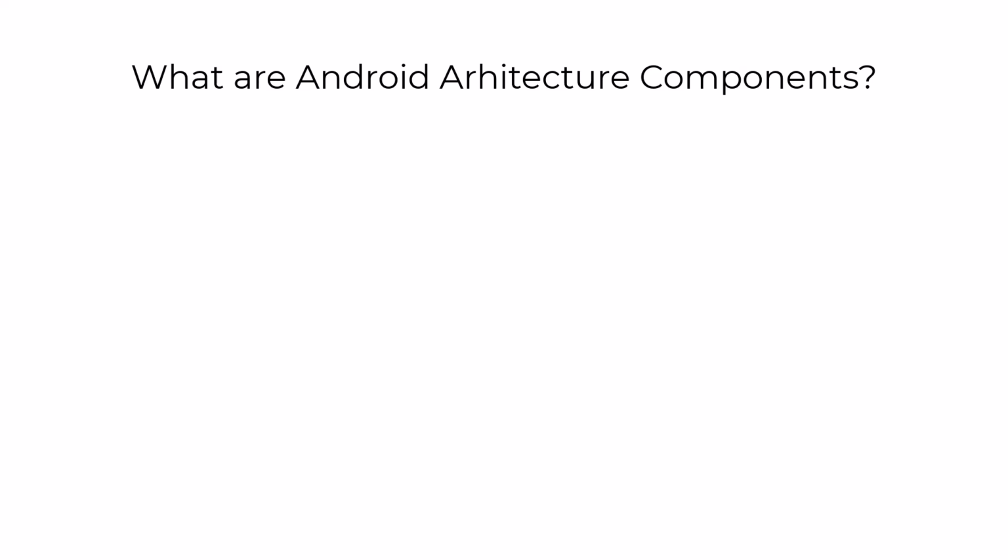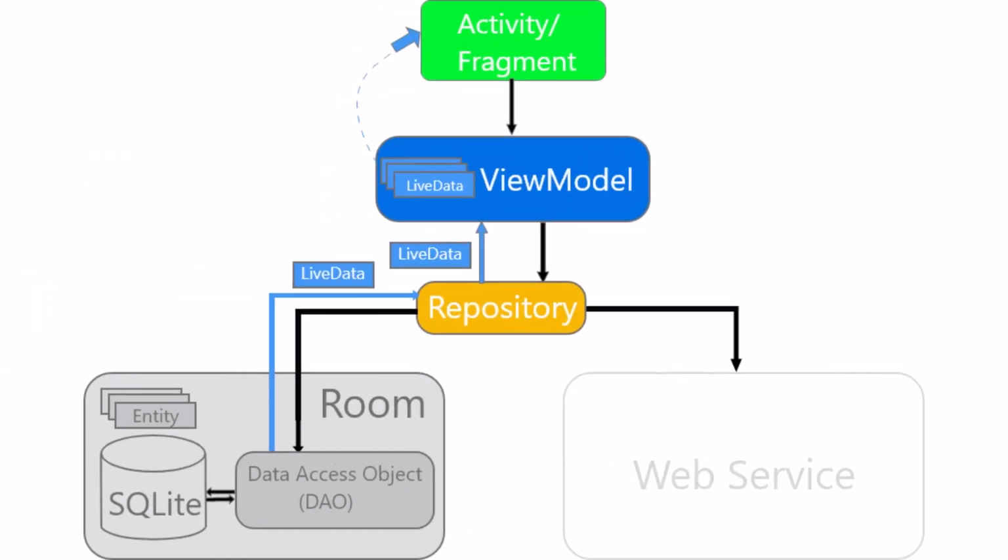Architecture components are there to help us build more isolated components where each part of the program has a well-defined responsibility and ideally can be modified or removed without touching any other component. The architecture component that we are going to use is a library called Room. And this is the structure of Room.